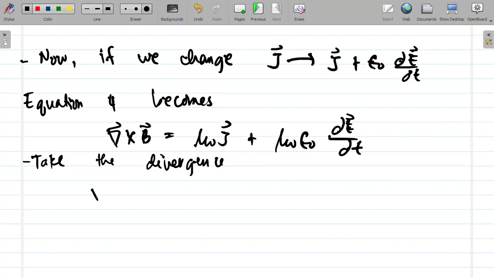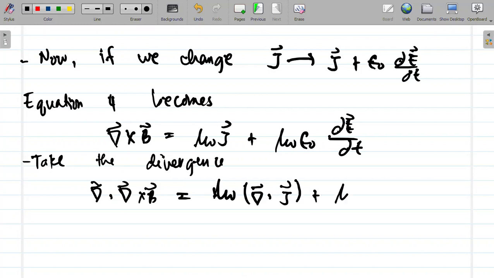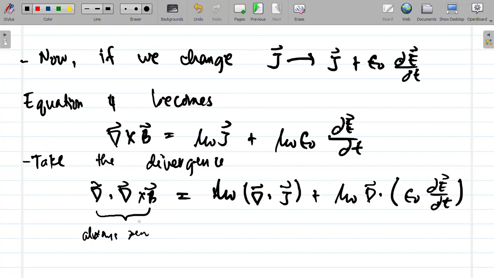So, to obtain del cross B, yan ay equal sa mu naught del dot J plus mu naught del dot epsilon naught partial E partial T. Well, yung epsilon naught pwede kong ilabas, pero iwan na muna natin sa loob para mas madali natin masundan. Again, ang divergence of a curl, always zero.